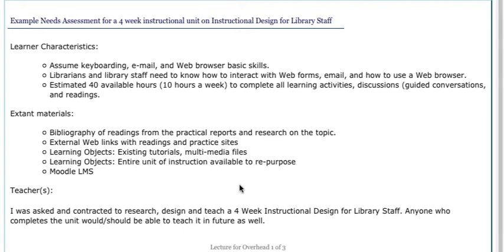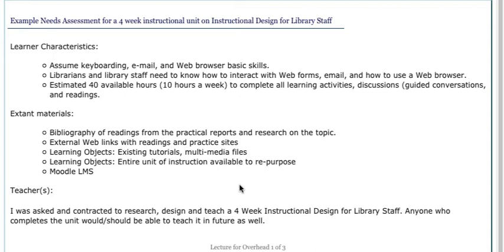Learning objects, existing tutorials, multimedia files, lots and lots. An entire unit of instruction available to repurpose if you wanted to do so. Obviously, citing, those are intellectual property of other people, of other organizations. And we also had the Moodle open source LMS available. So we had a good firm basis on which to design this instruction.